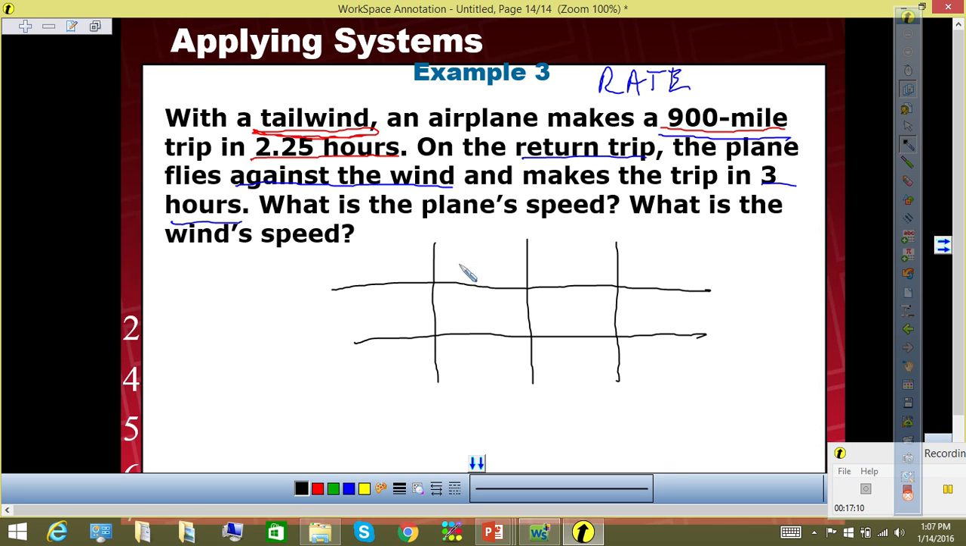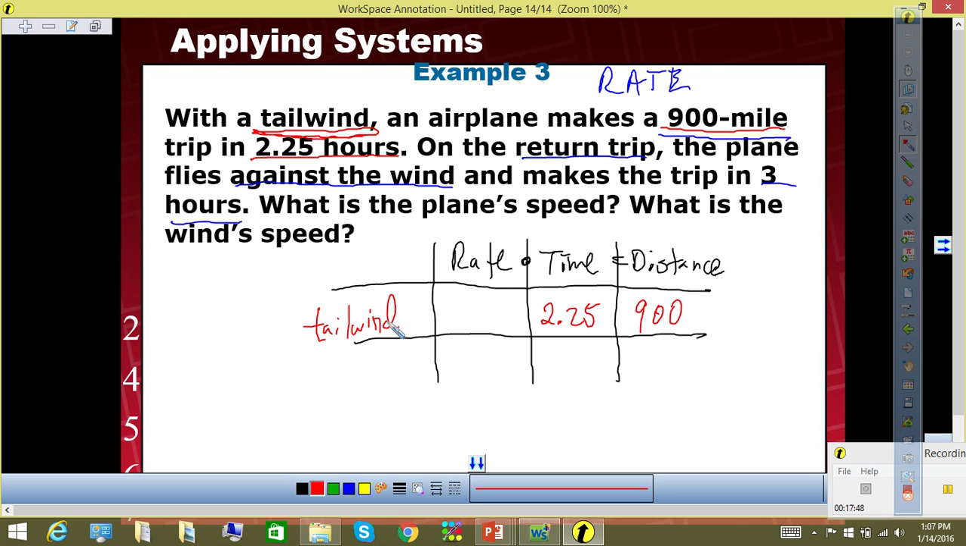All right, so let's start labeling this. To start off, rate problems, we're going to write them like this. Rate times time equals distance. And now we know where things are going to start filling in. I'm going to start with the first part. What was the first thing I underlined? Tailwind. That goes here. Let's go with the information that I have so far. What was the total mileage? That goes right here, 900. What was the time? 2.25.